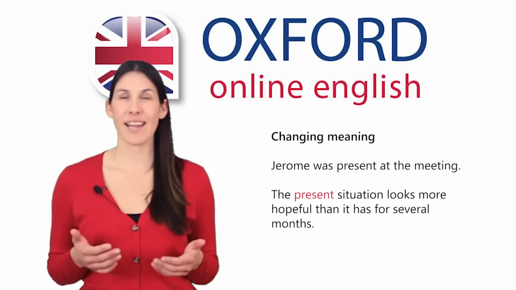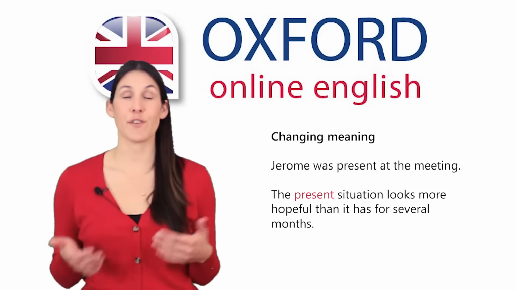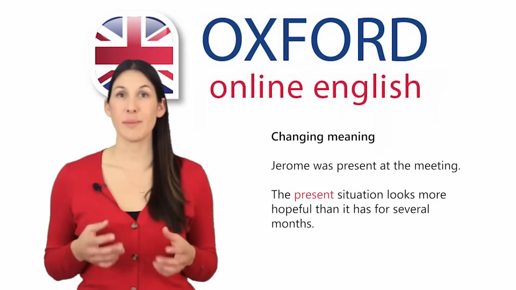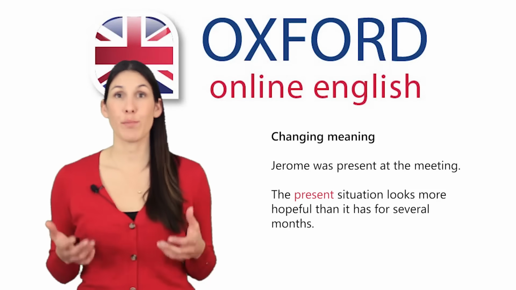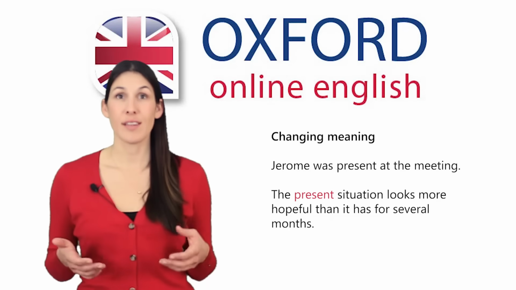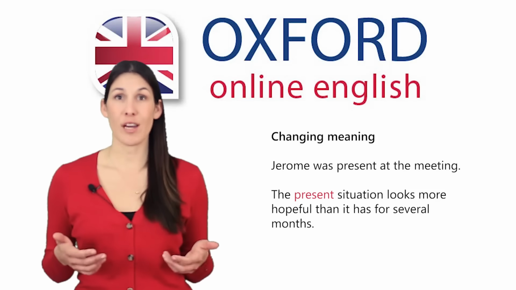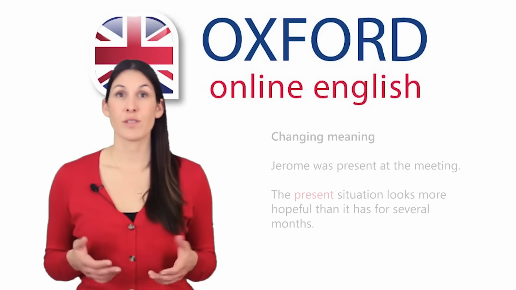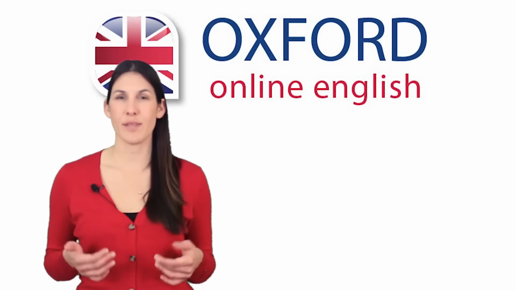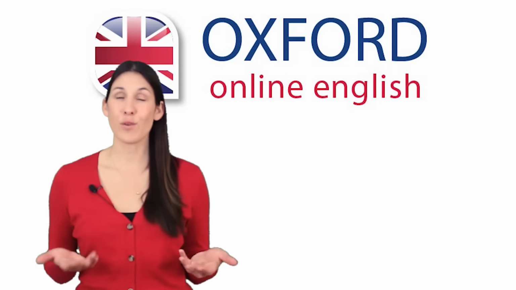So, in this case, the adjective has different meanings in different positions. To be clear, this isn't flexible. You can't choose to use present before a noun to mean there. If you use present before a noun, then it means relating to now. So, what should you take away from this? What do you need to focus on?